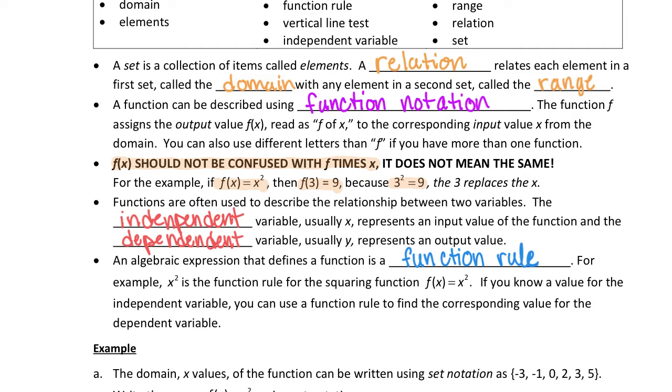If you know a value for the independent variable, you can use a function rule to write the corresponding value for the dependent variable. So we just went through a ton of vocabulary here, and really none of this is going to make sense until we look at some examples. So let's dive right in.